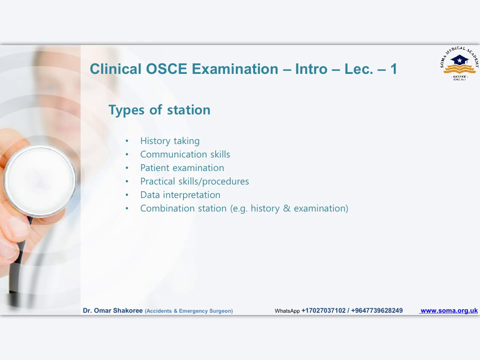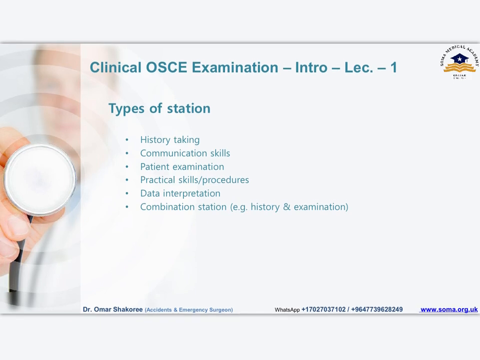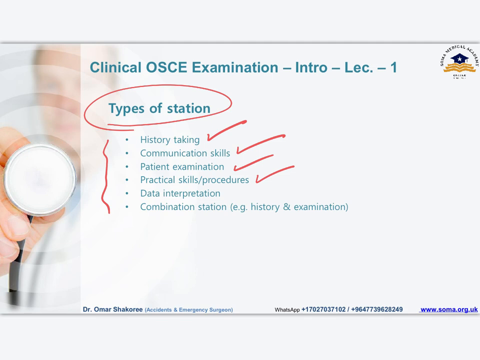So, what are the types of station in any clinical exam? Here we have 6 types of station. The first type is history taking, other is about communication skills, and other about patient examination, procedure or practical skills, or data and investigation interpretation, reading and analysis and discussion. Or you have some combined station like history and examination. So these are the types of any OSCE stations.